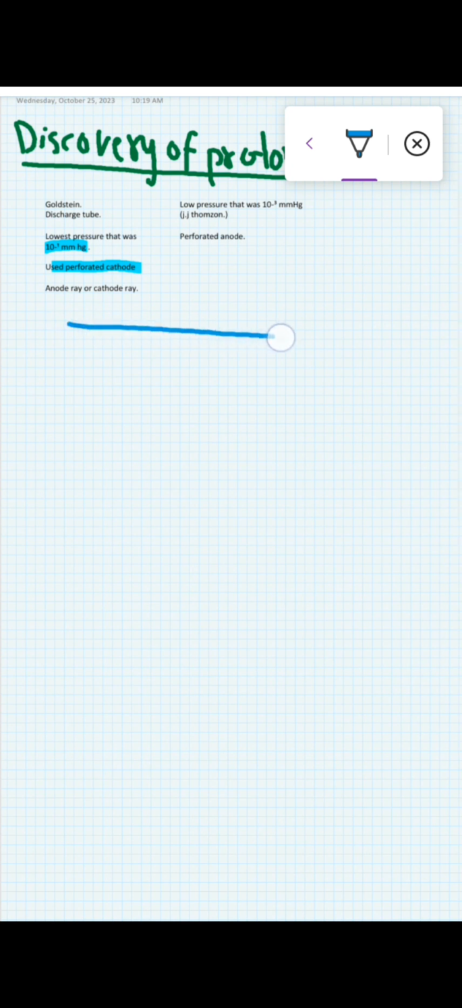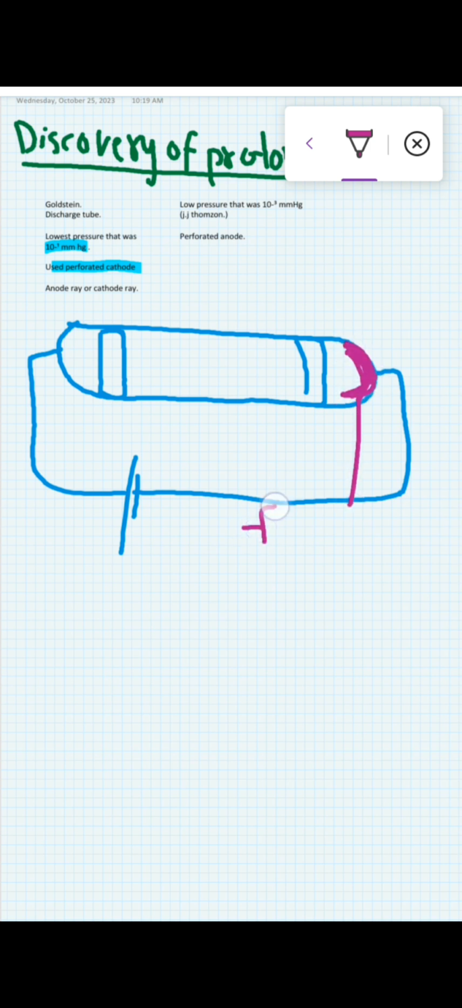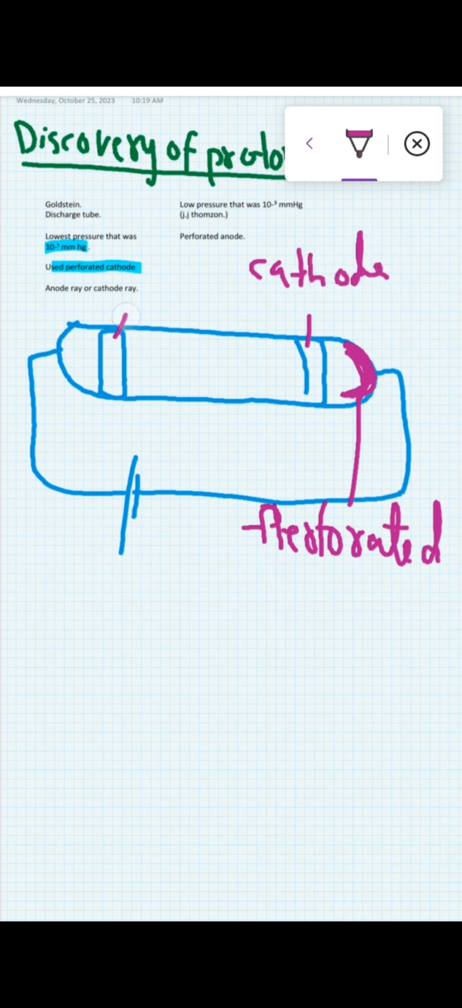Here was the discharge tube, having cathode here and anode here. He placed the perforated sheet on the cathode. Perforated on cathode. This is cathode. This is anode.